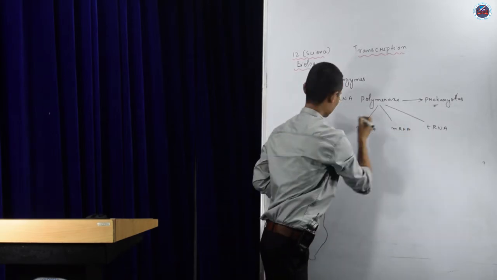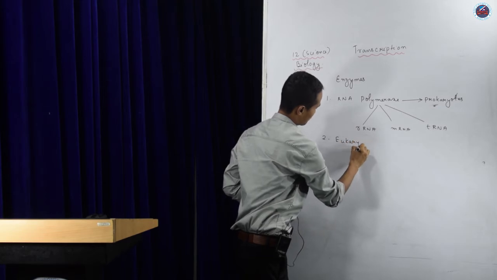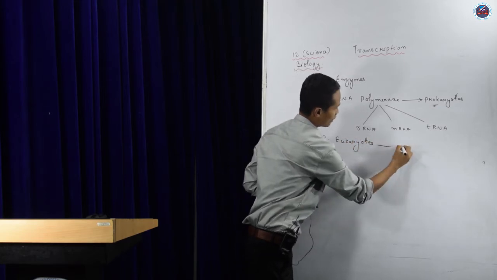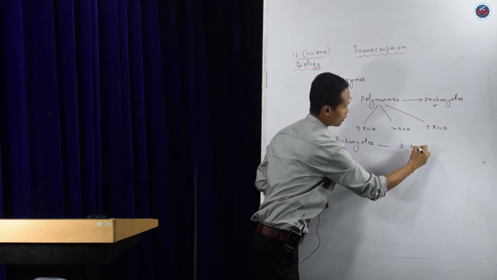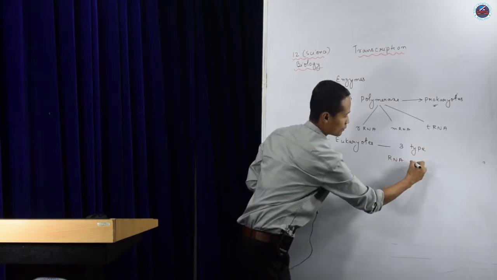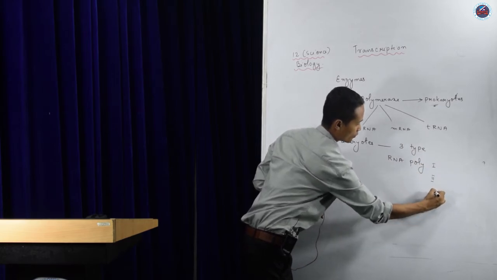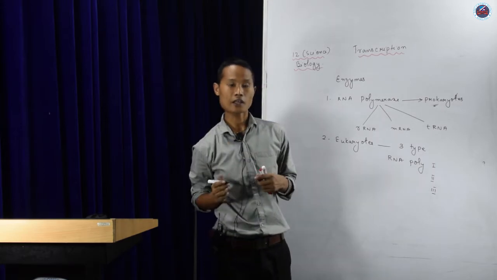For eukaryotes, there are three types of RNA polymerase. Three types, that is RNA polymerase 1, 2, and 3.